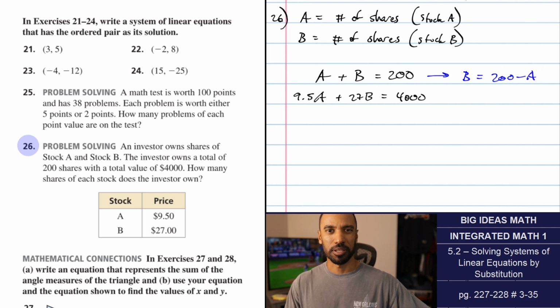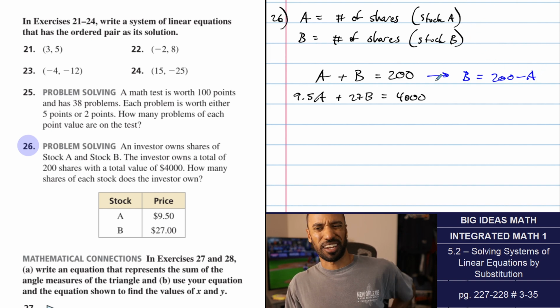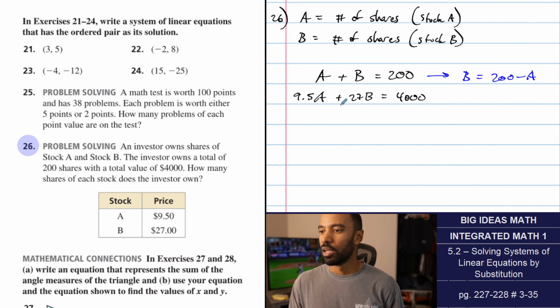My back's bothering me tonight, sorry. If I keep arching and stuff. Back issues tonight.